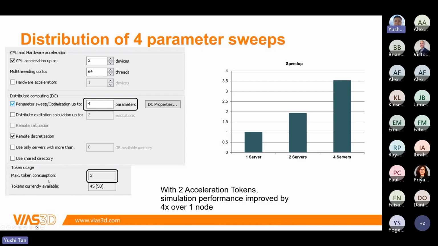Yeah, pay attention to this bottom frame token usage. If it exceeds, then you are not able to run the specific simulation. Then you have to decrease the parameter sweep, the number of parameters, or the number of CPU devices, or the number of hardware acceleration devices, etc.